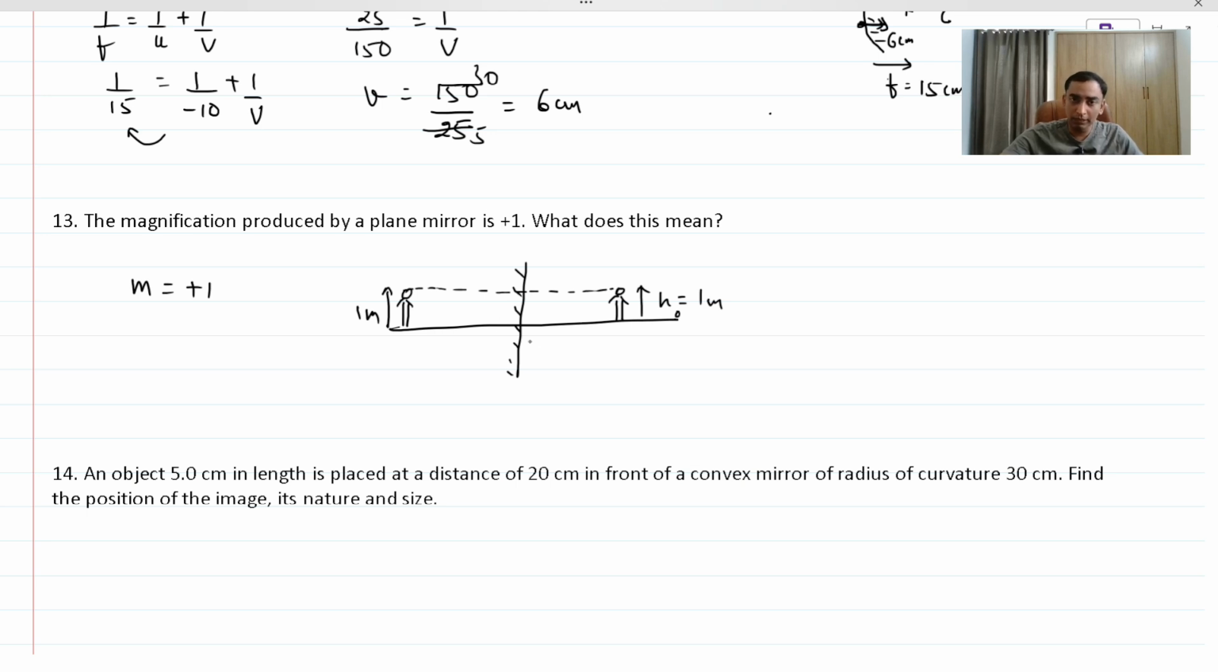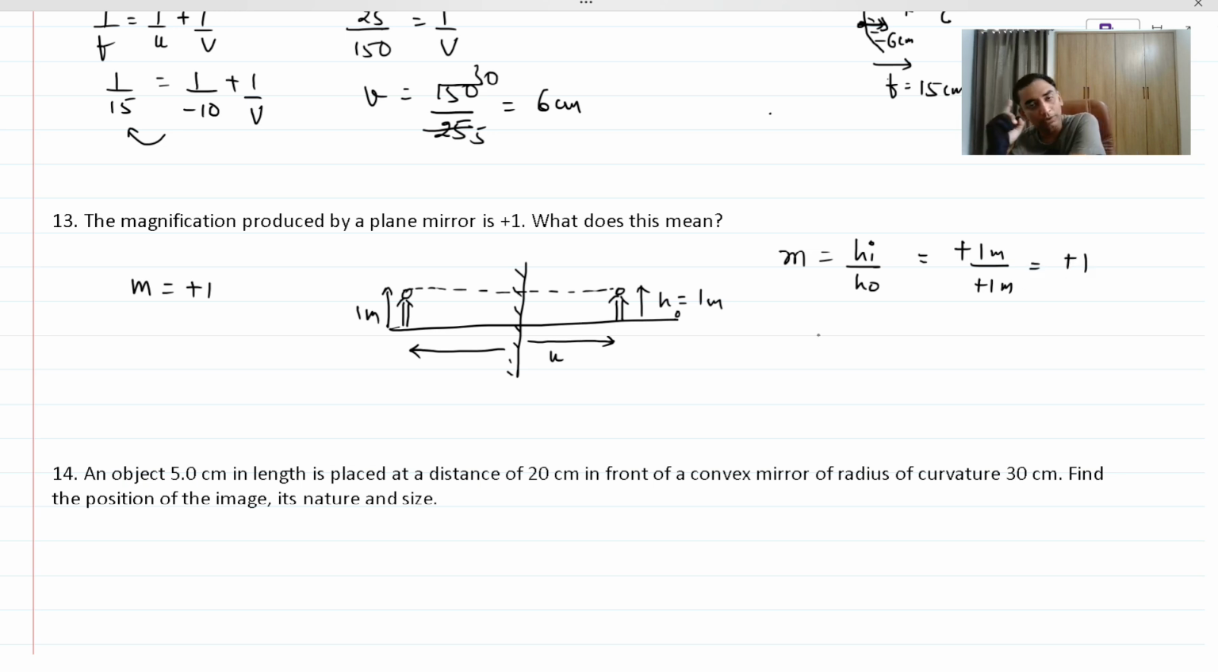Now, if you look in terms of the object distance and image distance, this is object distance u and this is image distance v. Both will be the same. Now, magnification is hi upon ho. So height of the image, all heights above the principal axis are positive. So the person and the image of the person are above the principal axis. So plus 1 meter divided by plus 1 meter, the answer is going to be plus 1.